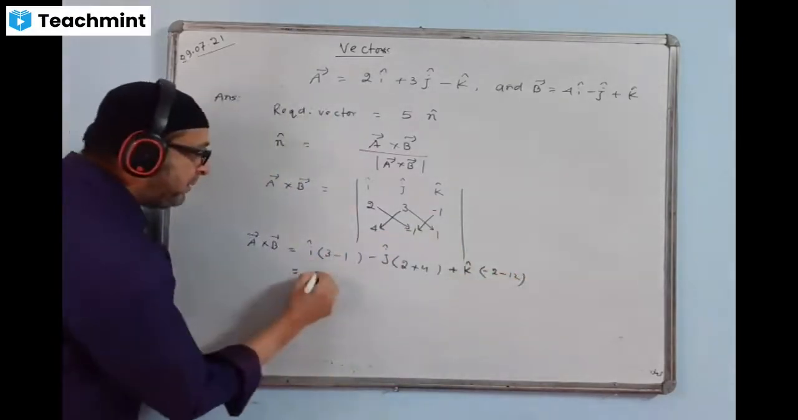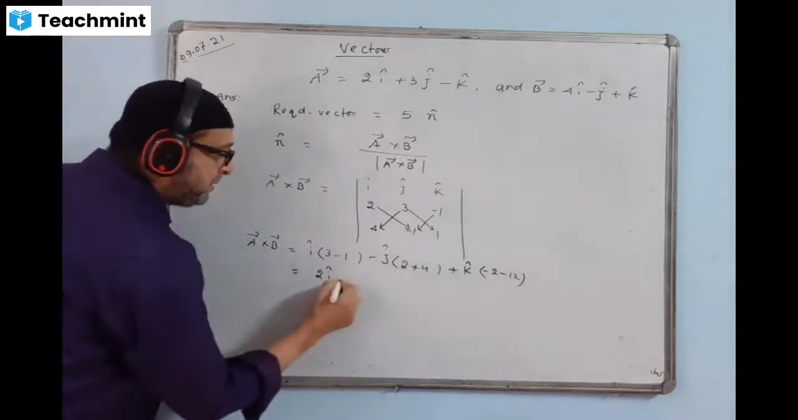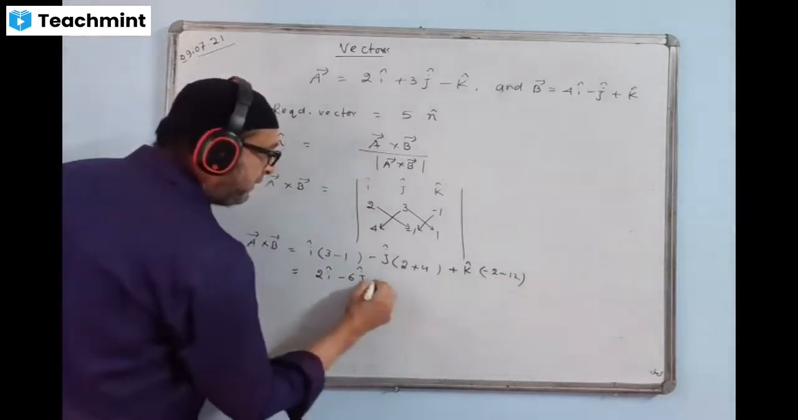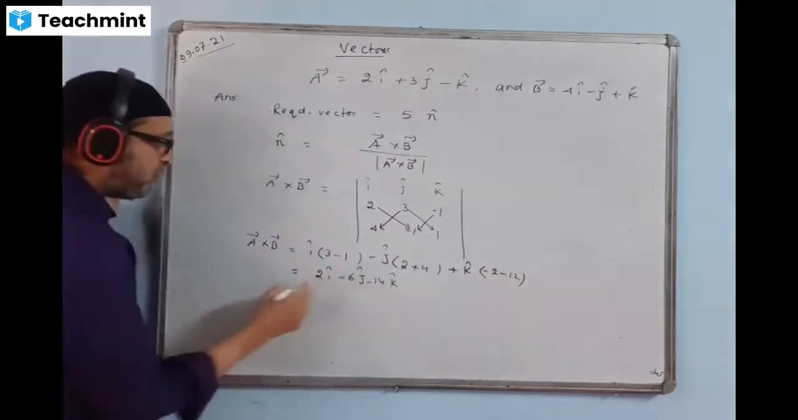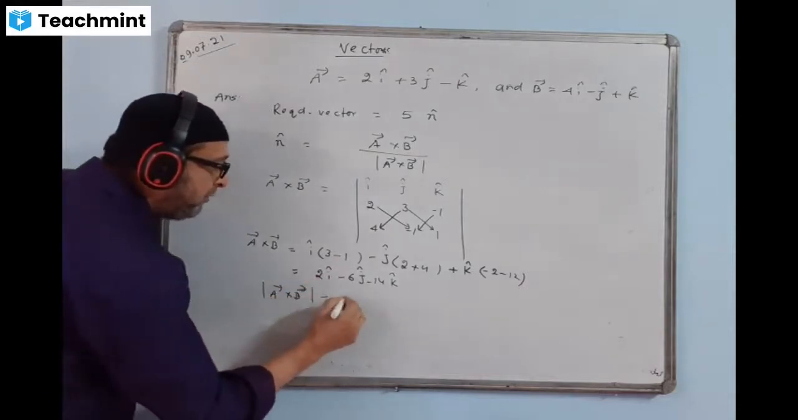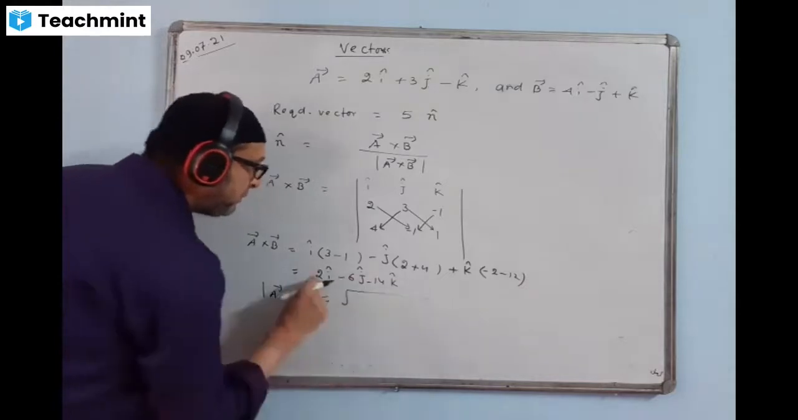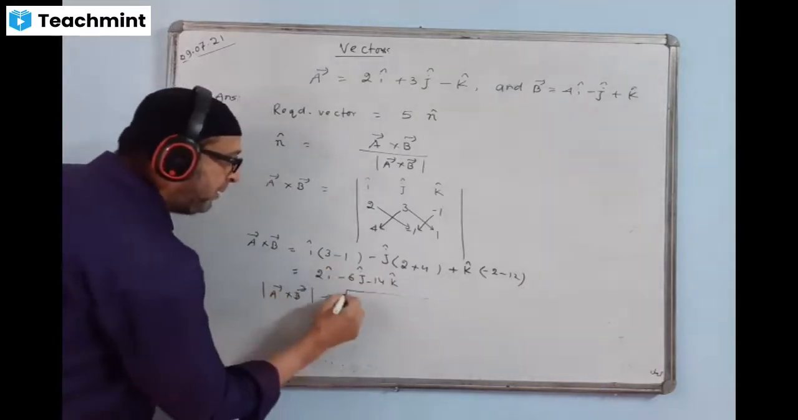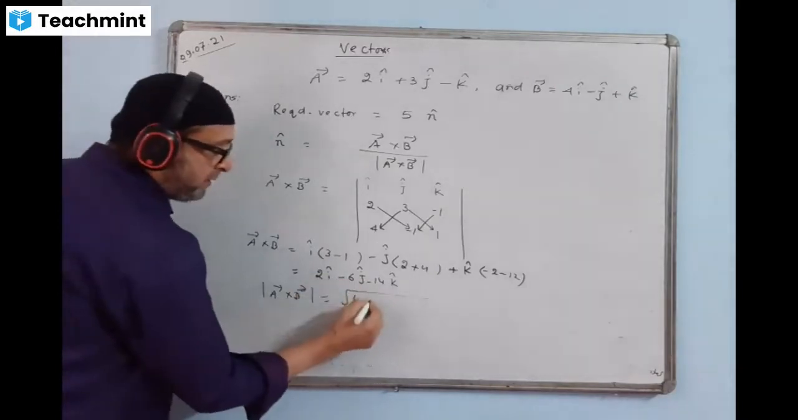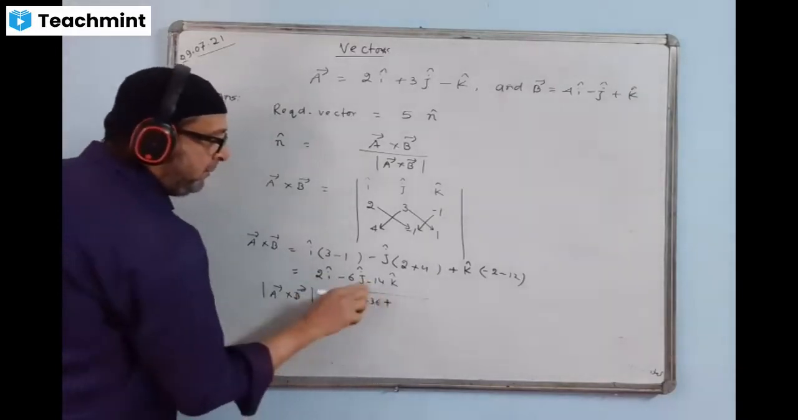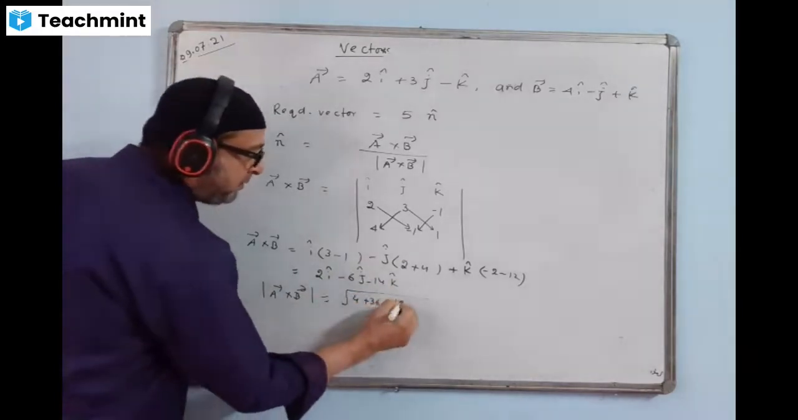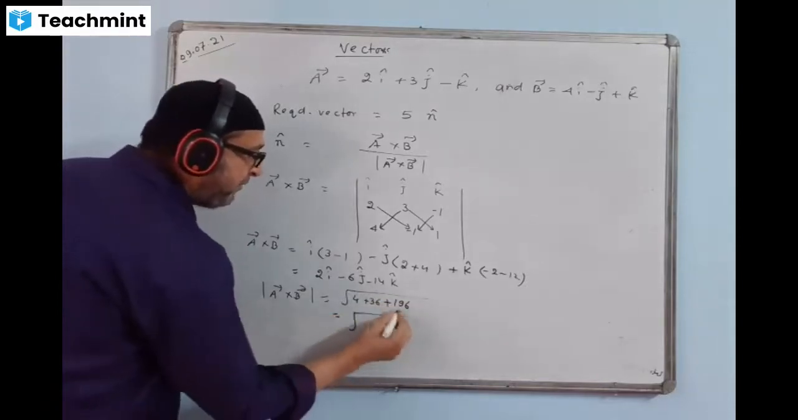Now I'll simplify. This is coming 2i, this is 6, you get minus 6j, minus 14k. This is the A cross B value. Now I'll find the A cross B magnitude. How do I find the magnitude? It is the root of squares: 2 square is 4, plus minus 6 square gives plus 36, minus 14 square gives plus 196, so all the signs will be plus. We are simplifying and finding the answer.